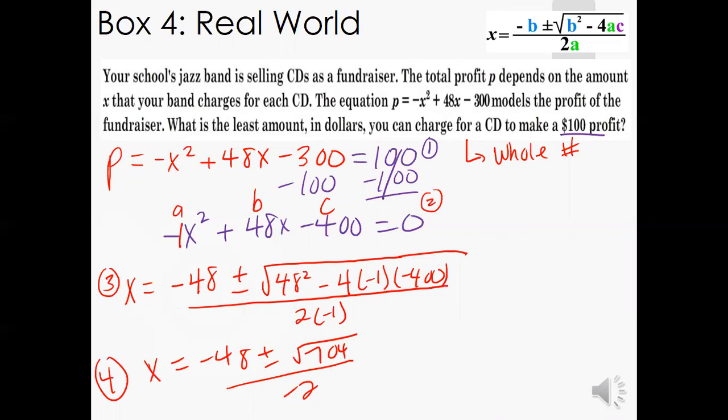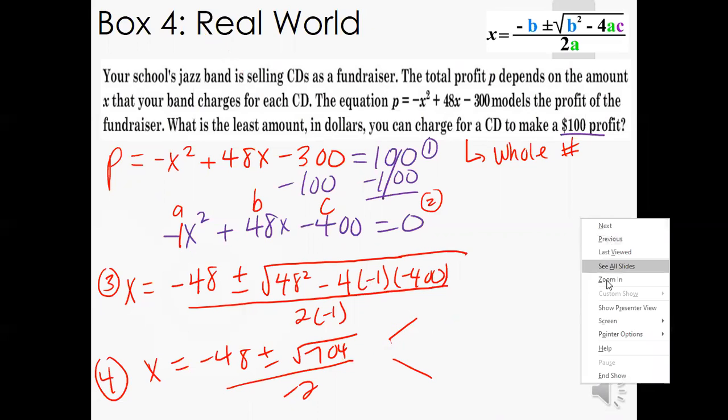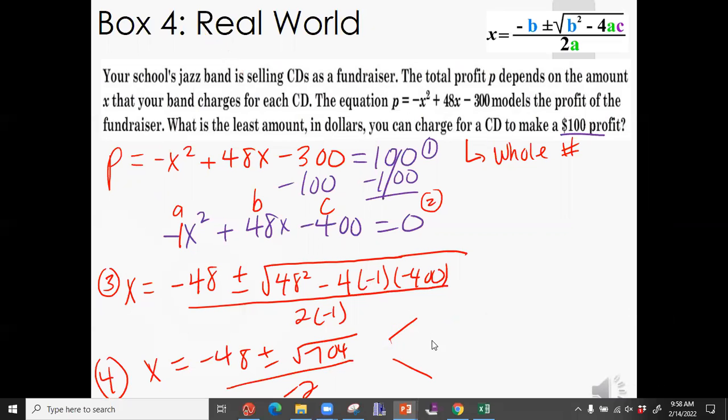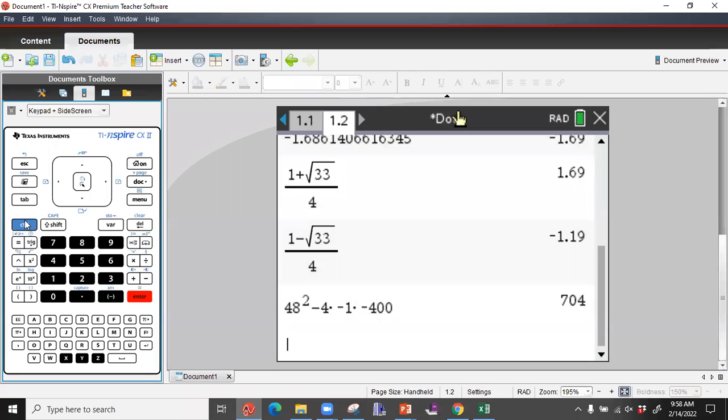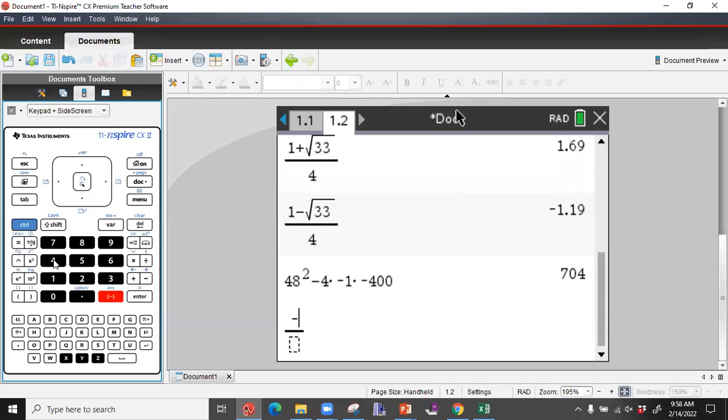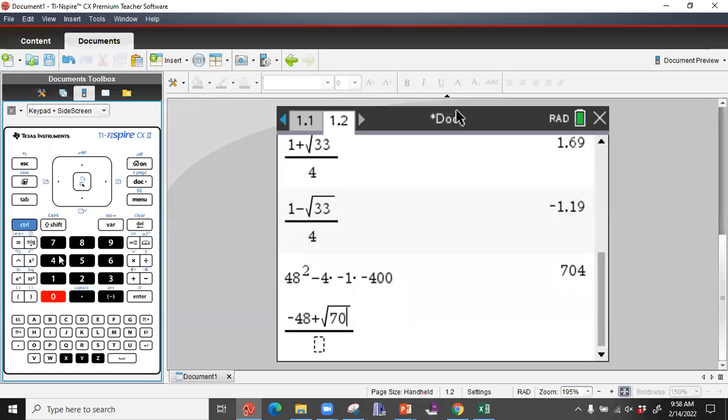All right, so here we are at 704. At this point, guys, because this is a real world problem, we want a whole answer, so we're just going to type this in the calculator as it is. We're going to need the approximate value anyway. So I'm going to go back to my calculator. Again, if you want to follow along, there's a whole set of calculators over there. The calculator can be in your hand and not on your computer.